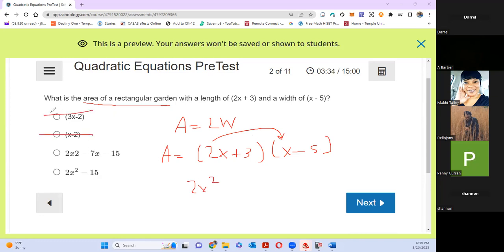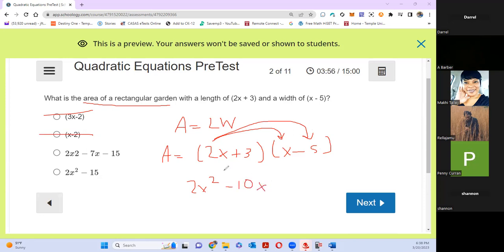I know it's not A or B. I've already increased my odds of getting this right by understanding how to multiply binomials. Now, what's the next thing I'm going to do? You're going to do 2x times minus 5. What is 2x times minus 5? It's minus 10x.